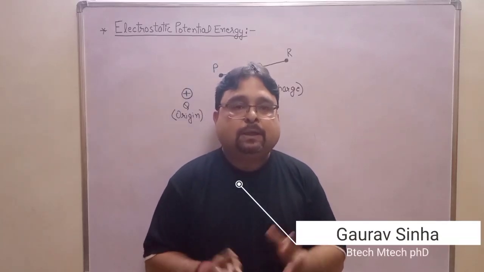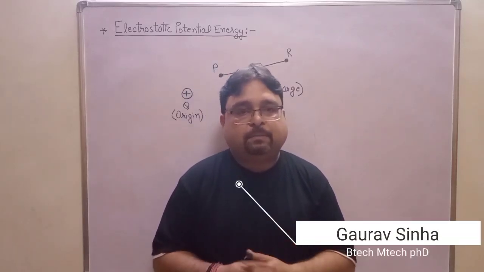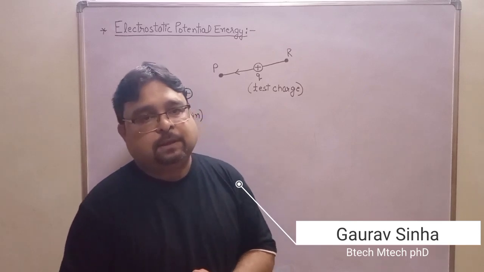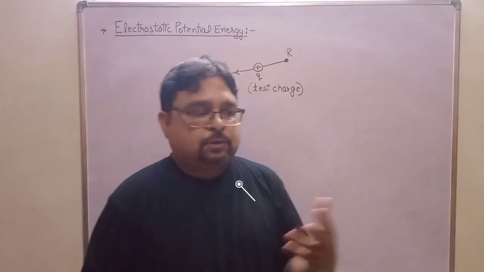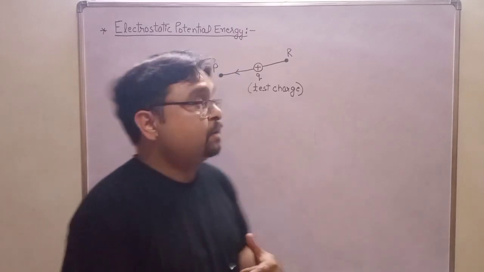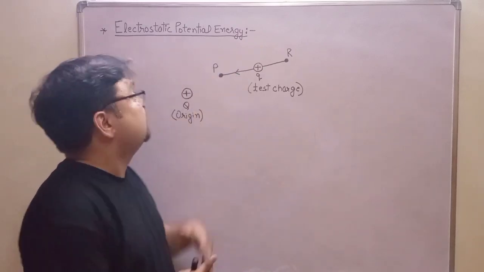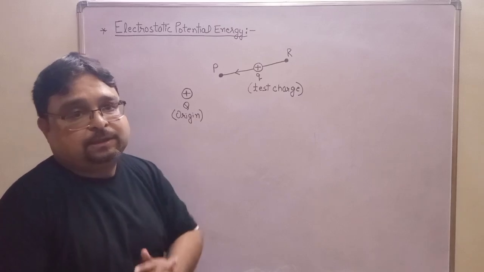Welcome students. Today we are going to start chapter number 2 of class 12th physics. Chapter is electrostatic potential and capacitance. So we should start from the first topic of second chapter, electrostatic potential energy.